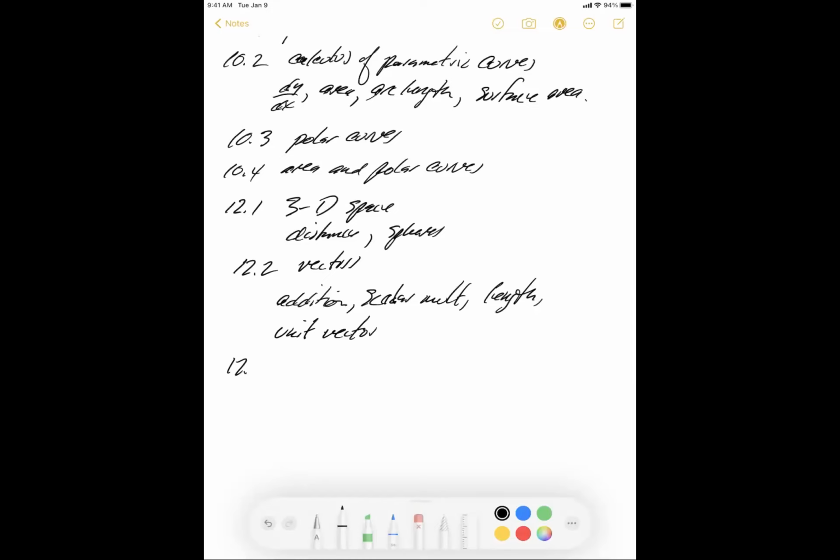12.3 is dot product. And the key idea here, or the reason, is because there's a connection between dot products and angles. Right, so that equation right there gives us the connection between the angle between two vectors, and the lengths and the dot products.